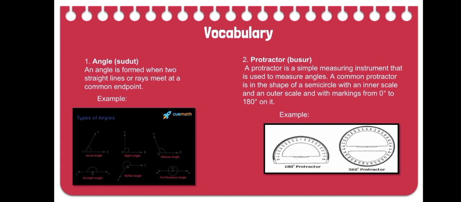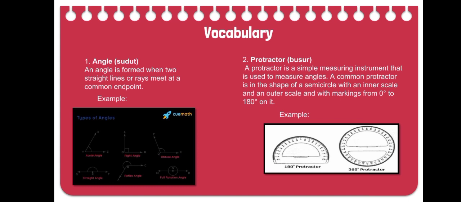So what is angle? An angle is formed when two straight lines are met at a common endpoint. There are six types of angles here in my presentation. The first one is acute angle, right angle, obtuse angle, reflex angle, and etc. You guys can just read it in my presentation.